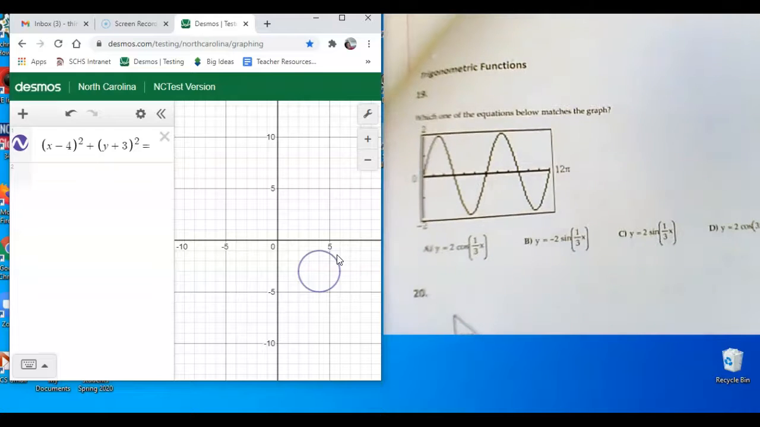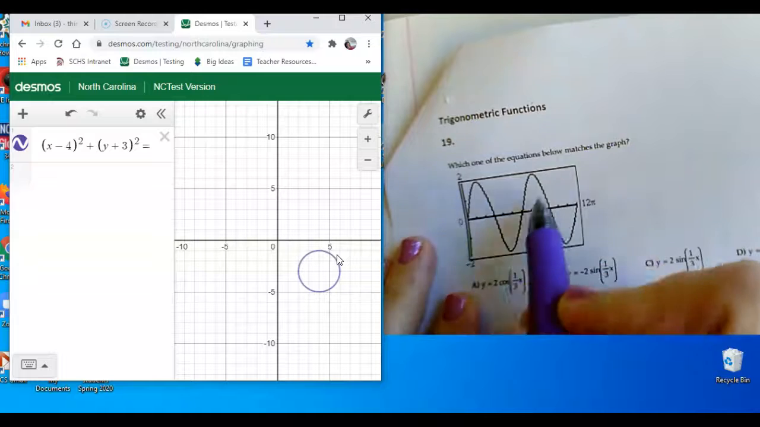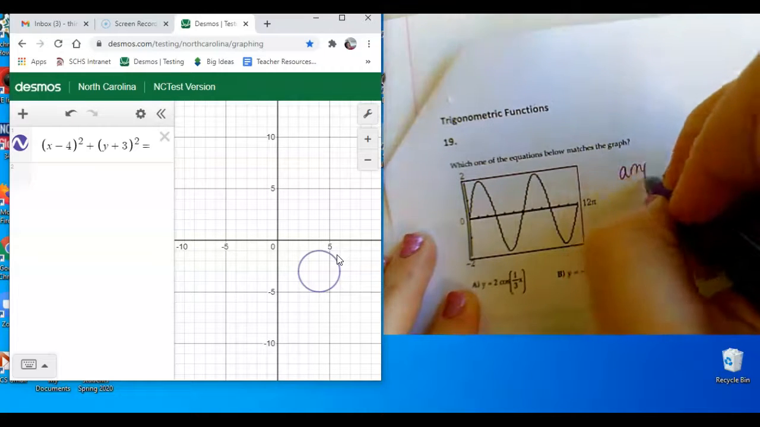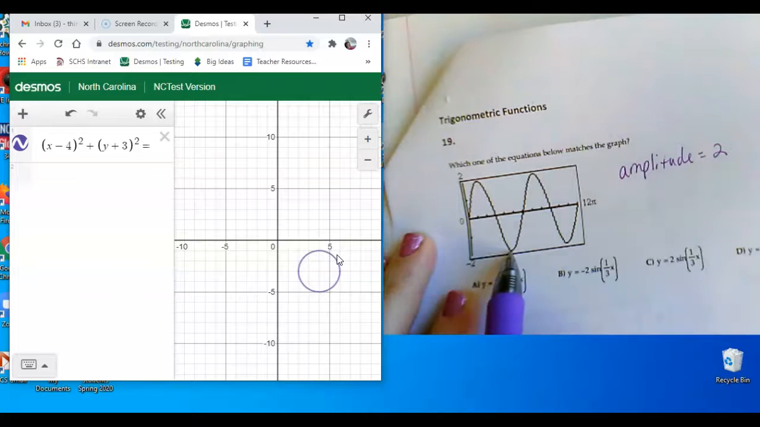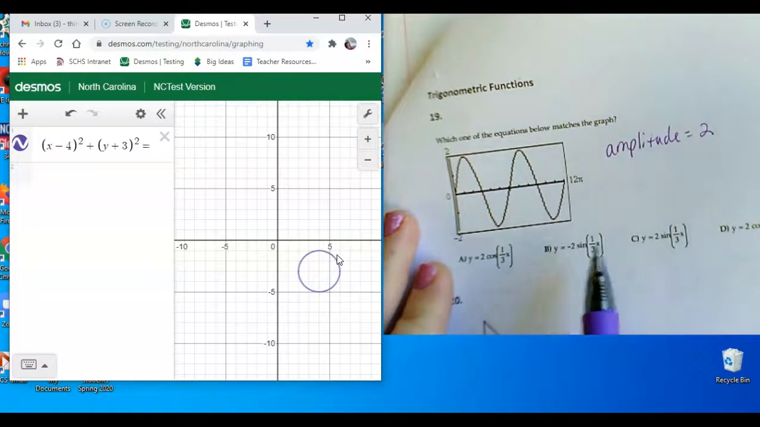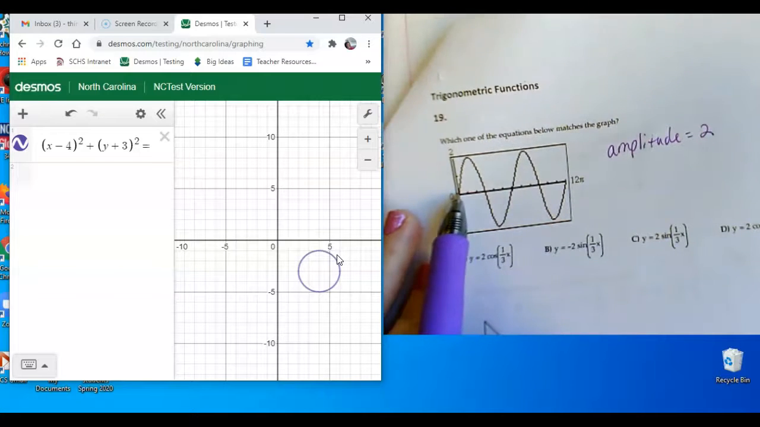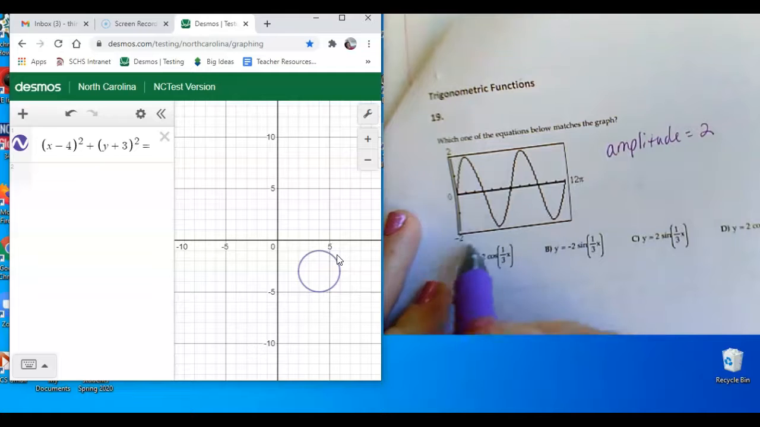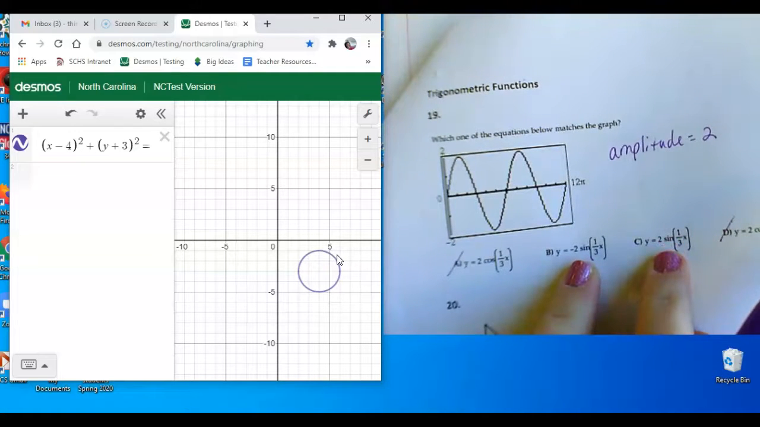Alright, next our question is to figure out which one matches the graph. Alright, the first thing I can tell is that the amplitude is 2. Because it's -2 to 2, so I know the amplitude is 2. So there must be a 2 out front. And there is on all of them. I can also tell that it's going to be sine because it's starting at 0. So it's not going to be cosine. So it's one of these 2.